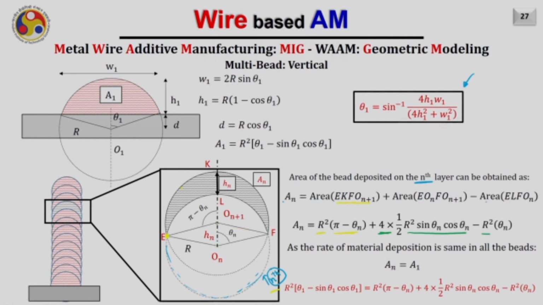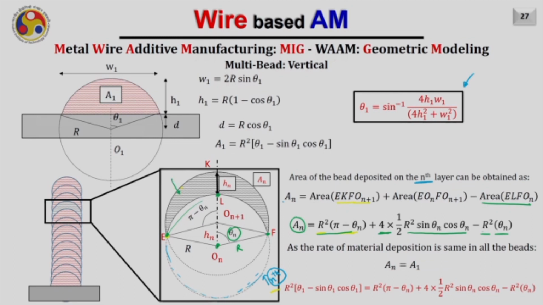Now, obviously, we have to find out the area ELFOn. To obtain this area, again we can simply find it out. If this angle is r and this angle is theta n, the area will be r square theta n. As a result, we will be able to obtain the area An, which is shown here in the black color hatch.